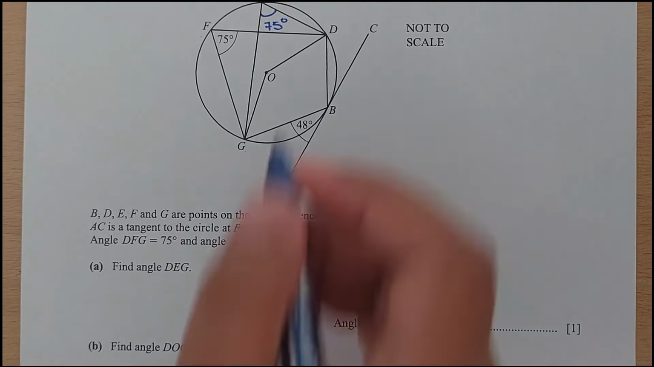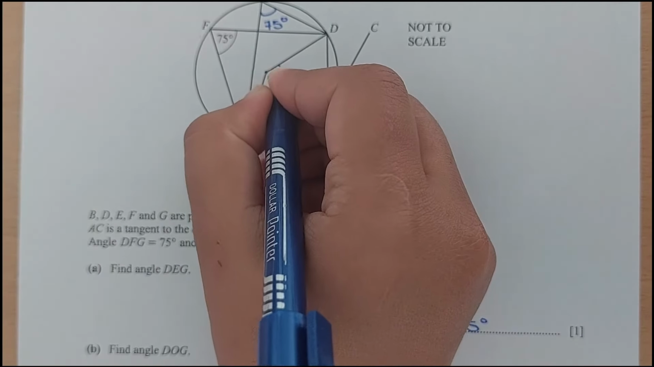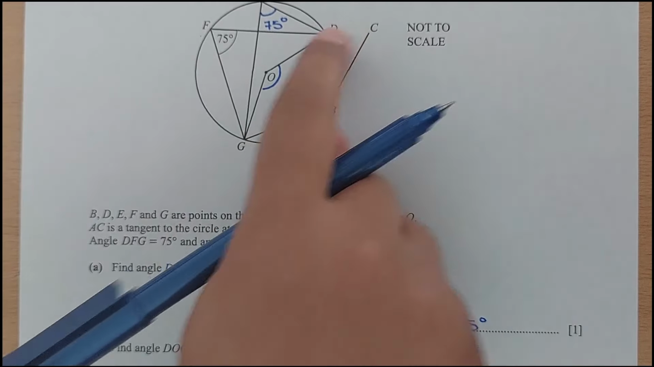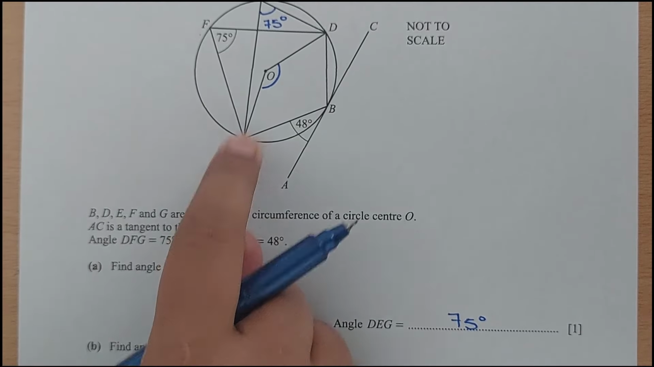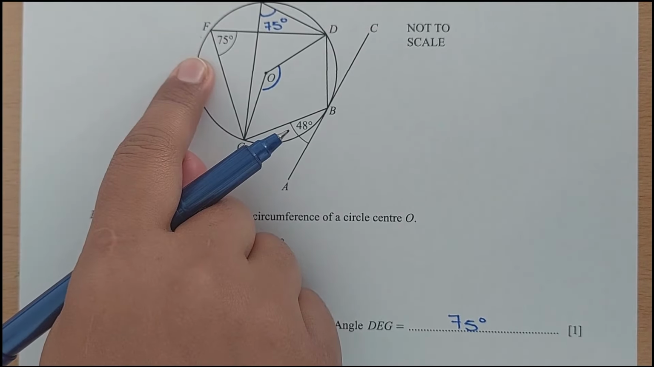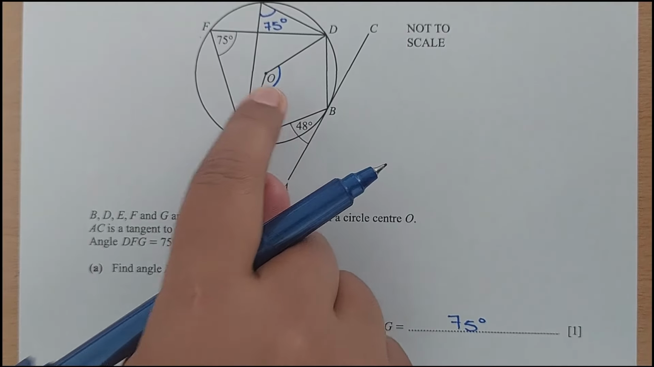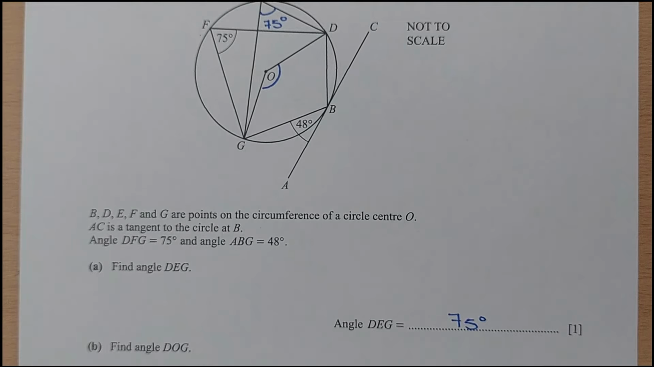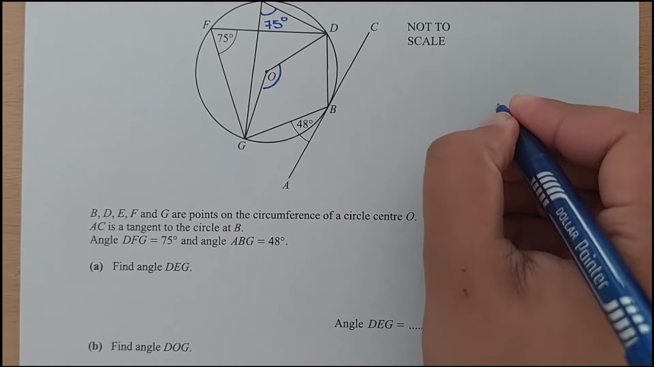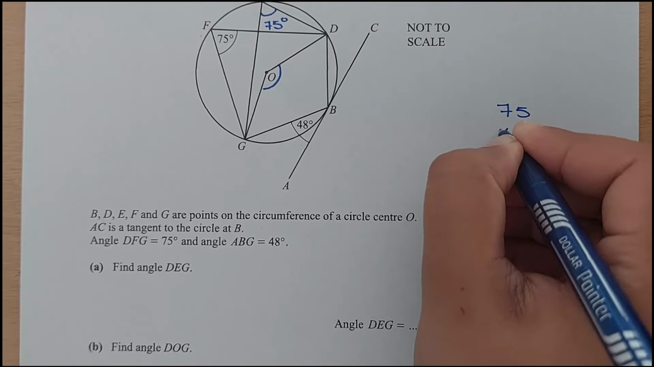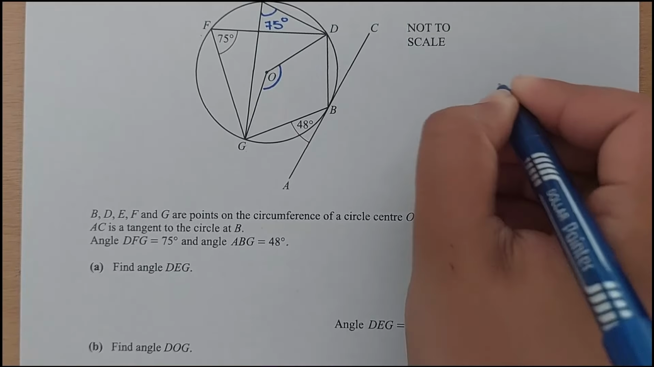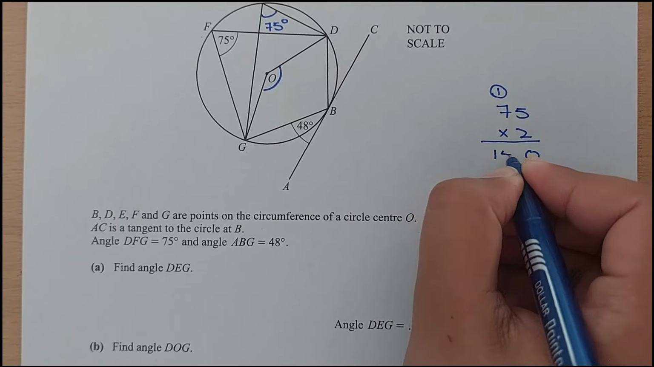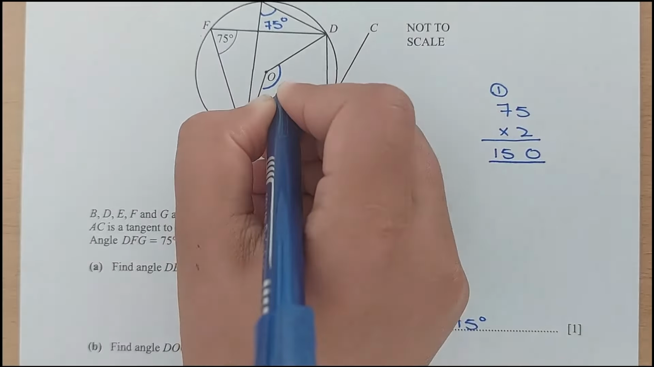Right. Now for part B, find angle DOG. Okay, so where is DOG? This angle. So as you can see, we have DFG and DOG. This is the angle at the circumference. So the angle at the center is 2 times the angle at the circumference. So that is equal to 2 times 75. 2 times 5 is 10. 2 times 7 is 14, and 1 more makes 15. So that angle is 150 degrees.